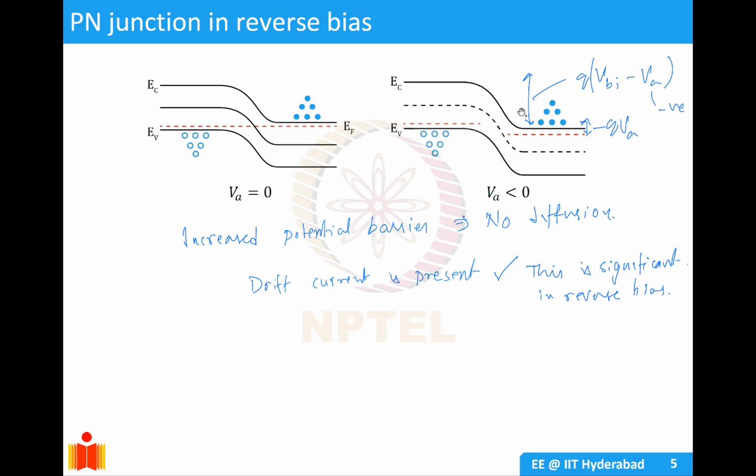So there is no diffusion current now, but drift current is always present. Since the diffusion current is not there, we only consider drift current. In the forward bias case, since the diffusion current is very high, we neglected the drift current, but in reverse bias, there is no diffusion current, so the drift current becomes significant.